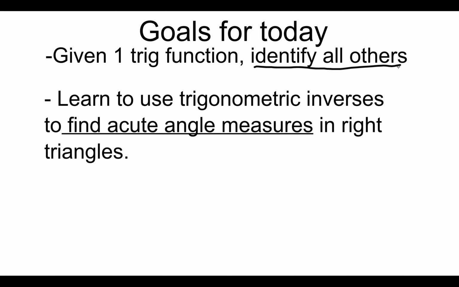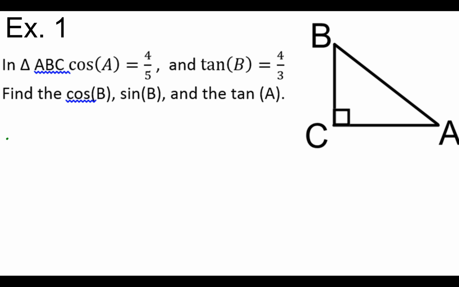And then after that, we're going to use something called trigonometric inverses to find acute angle measures in the triangle. So up to now, we've only been finding side lengths. And so today what we're going to learn is how we can actually find those angle measures in the triangles. All right, so let's jump right in.